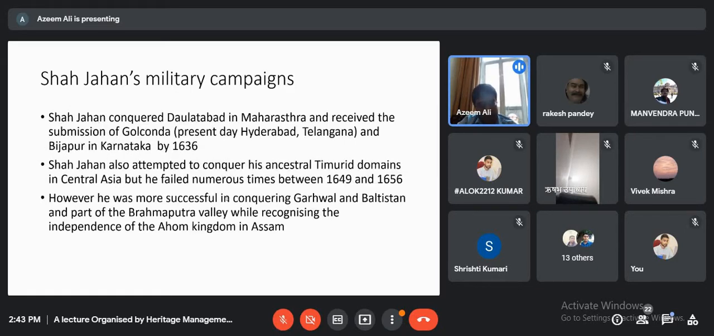Shah Jahan conquered Daulatabad in Maharashtra and received the submission of Golconda, which is now Hyderabad in Telangana, and Bijapur in Karnataka by 1636. Shah Jahan also attempted to conquer his ancestral Timurid domains in Central Asia, but he failed numerous times between 1649 and 1656. But he was more successful in conquering Gawal and Baltistan and parts of the Brahmaputra Valley, while at the same time recognizing the independence of the Ahom kingdom in Assam.